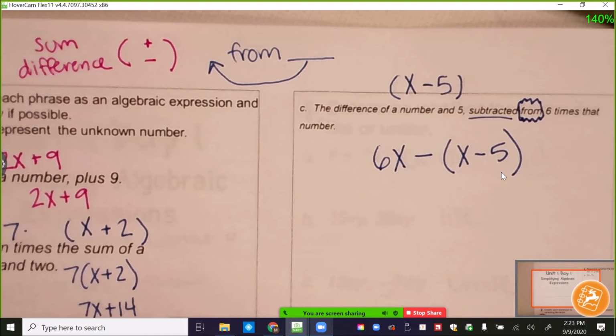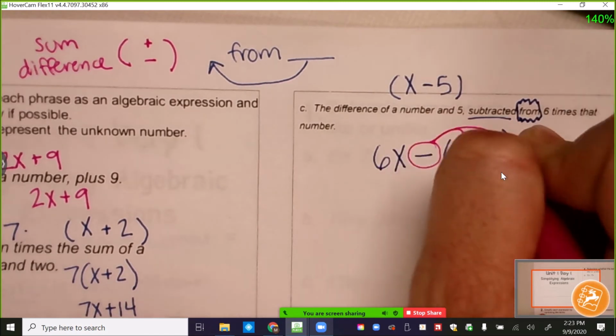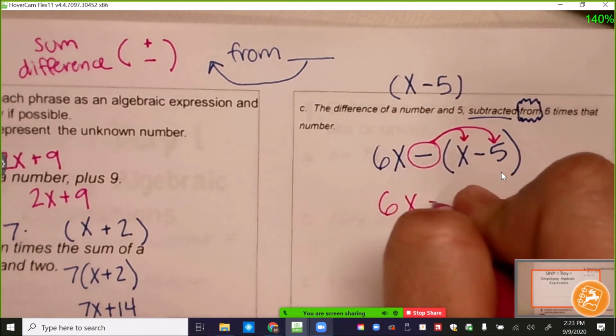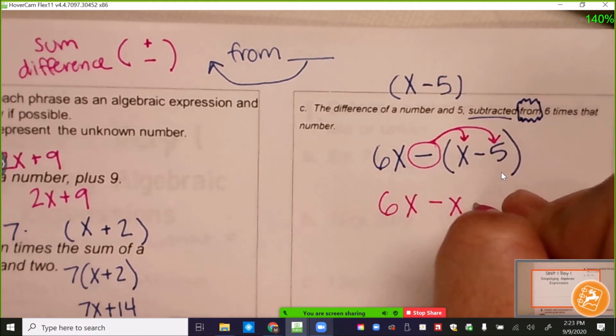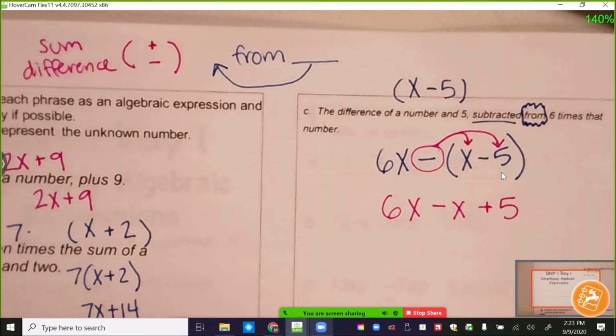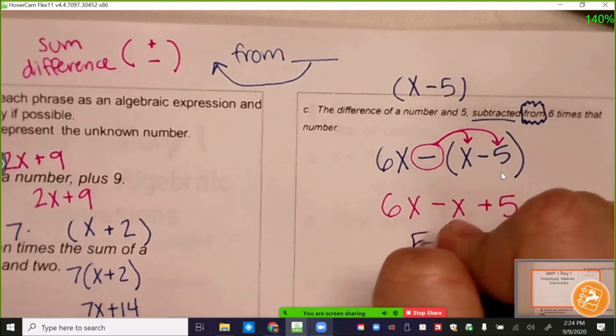So then can we simplify this? What do I need to distribute? So that would be minus x. 2 negatives makes a positive 5. Okay, and what can I combine? And what does that give me? 5x.